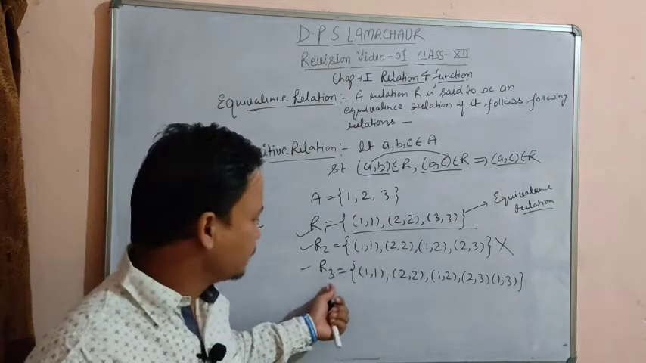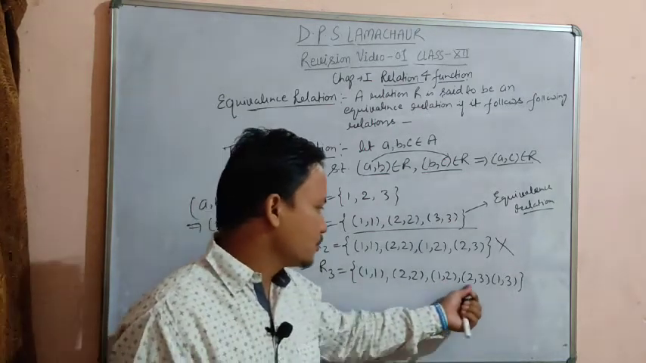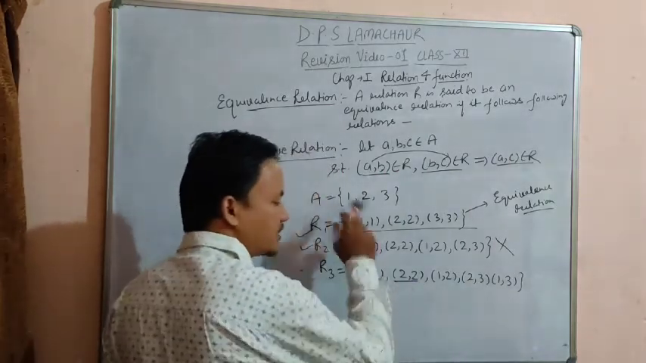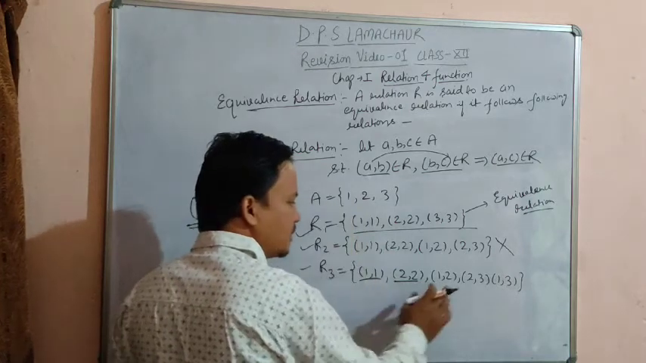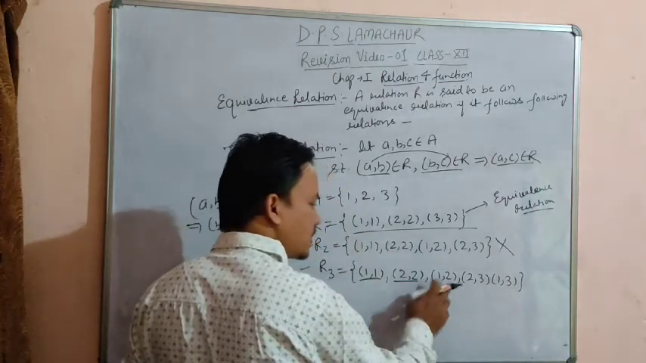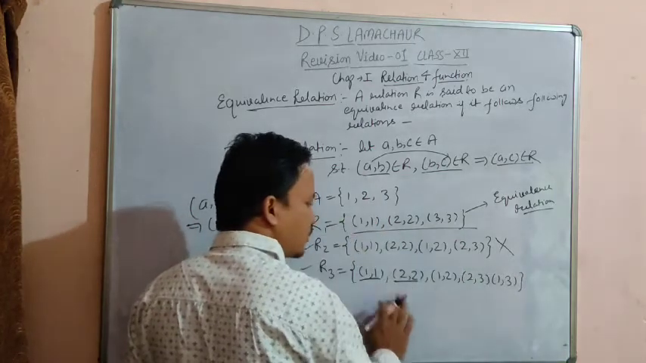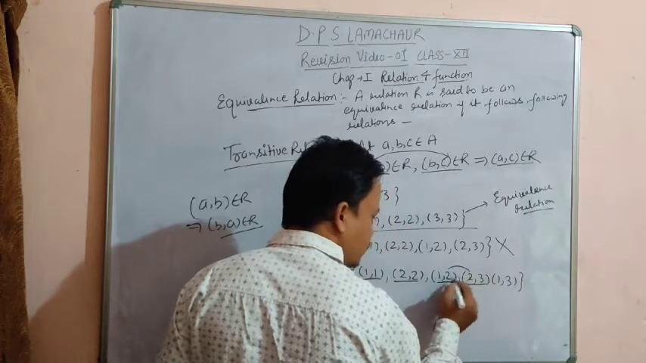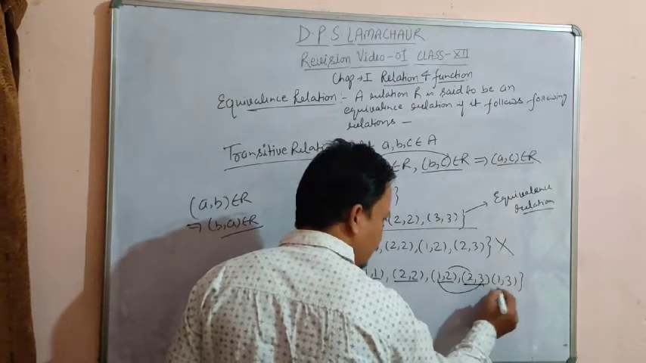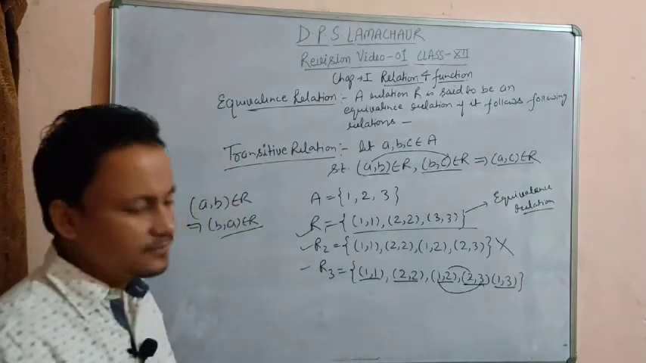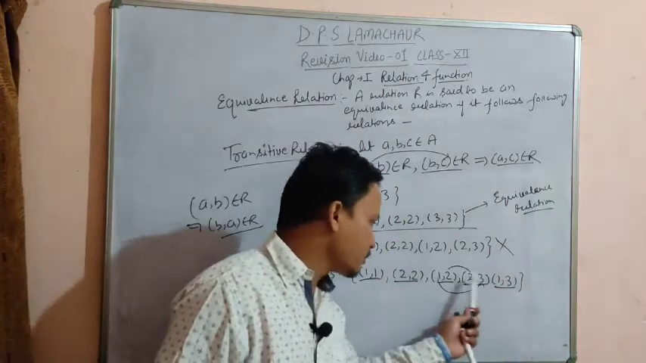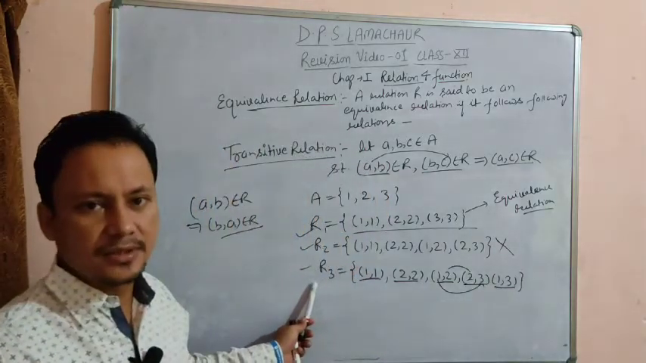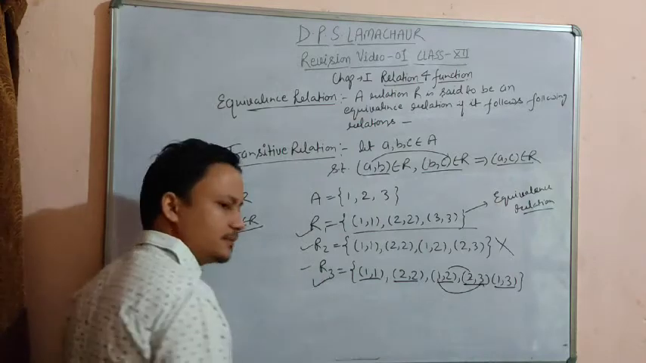Now see relation number 3, R3: 1 1, 2 2, 1 2, 2 3, 1 3. Clearly see, 1 1 is here, 2 2 is here, 3 3 is not here, that's why it is not reflexive, because 3 is lying in the set. 1 2 is here, but 2 1 is not here, so it is not symmetric. Now what about transitivity? Since 1 2 is here, 2 3 is here, and 2 is common here, so 1 3 need to be here, and 1 3 is also here. That's why this relation is transitive.